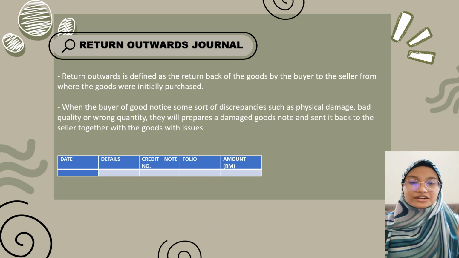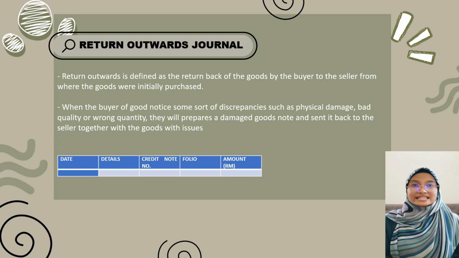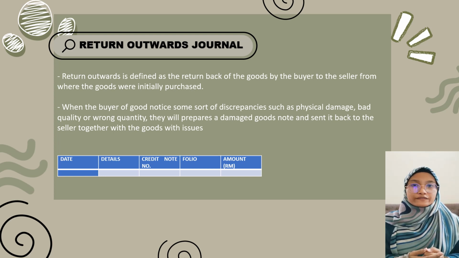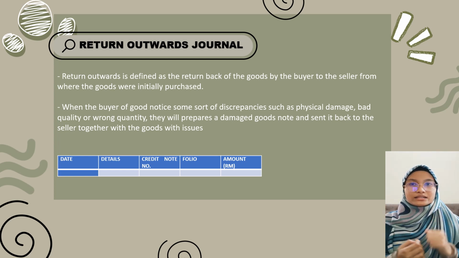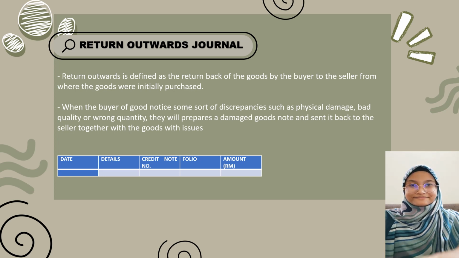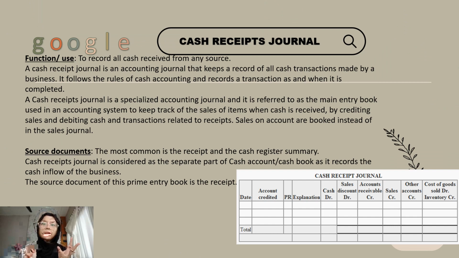Written outwards journal. Written outward is defined as the written back of the good by the buyer to the seller. When the buyer of the good notices some sort of discrepancies such as physical damage, bad quality or wrong quantity, they will prepare a damaged good note and send it back to the seller together with the goods with issues.